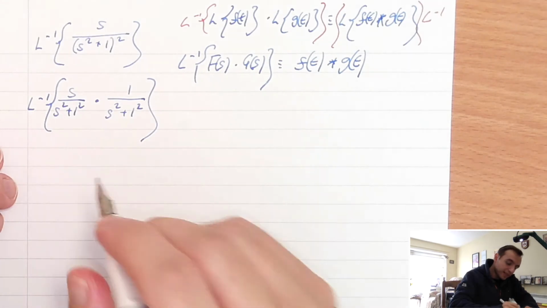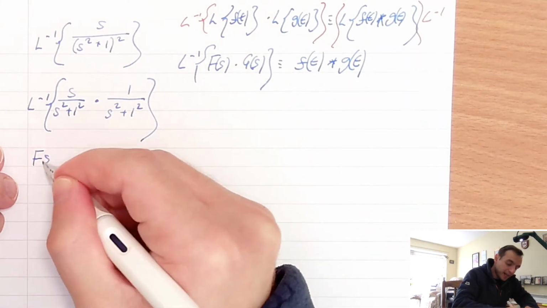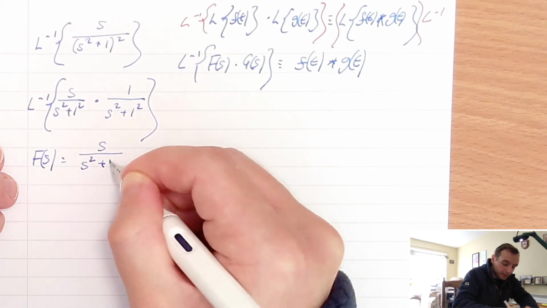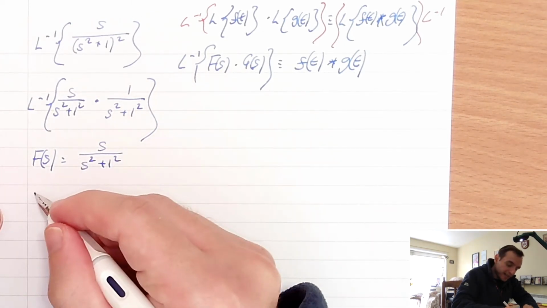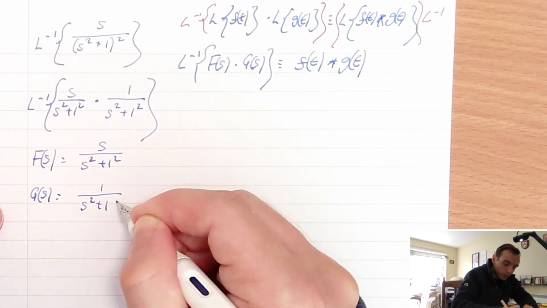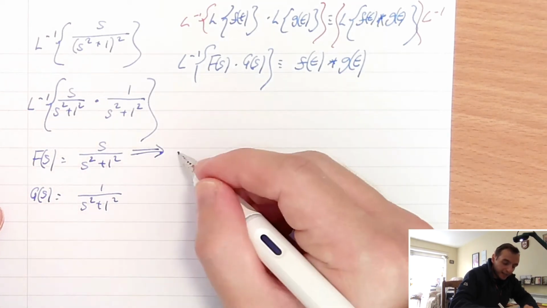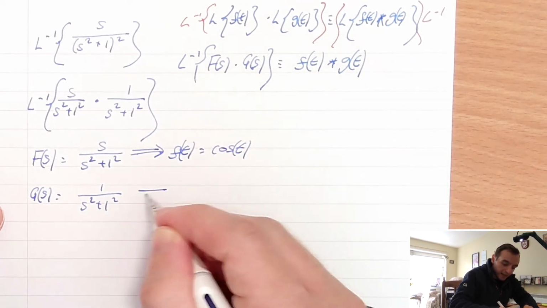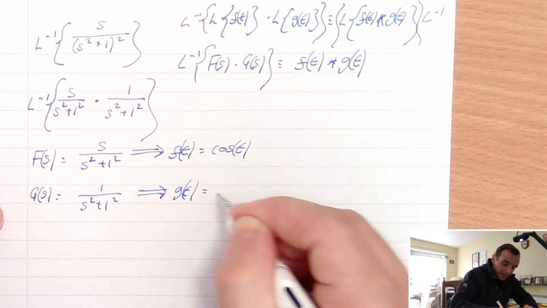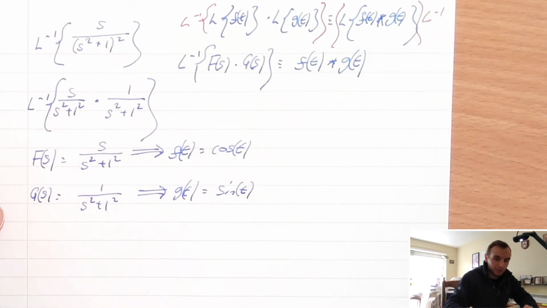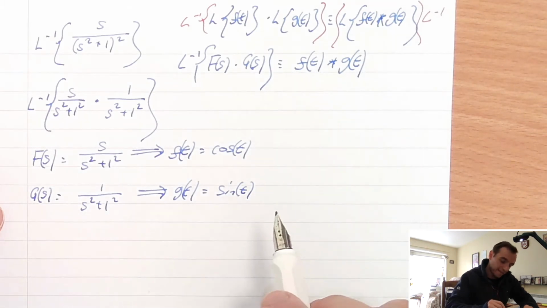So, let's go ahead and do that and say F of s will be s on (s squared plus 1) squared, and we can say that G of s is going to be equal to 1 on (s squared plus 1) squared, and that implies that f of t is going to equal cosine t, and that implies that g of t is going to equal sine t.